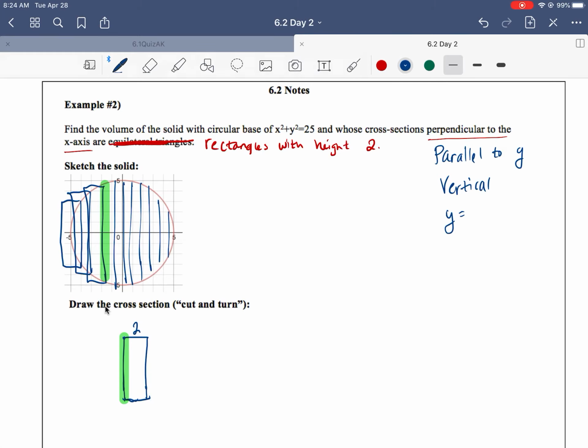We know that the height is 2, and the distance on that green highlight is what we need to figure out. Okay. You always figure that out based on the equation that is given. X squared plus y squared equals 25. We manipulate that based on the direction of the slice. Since it's vertical and it's y equals, we need to take x squared plus y squared equals 25 and solve it for y.